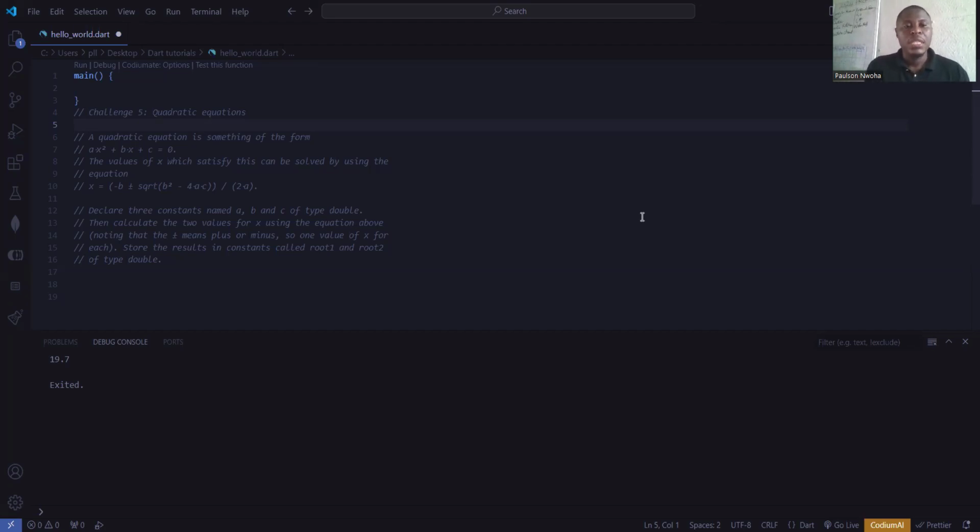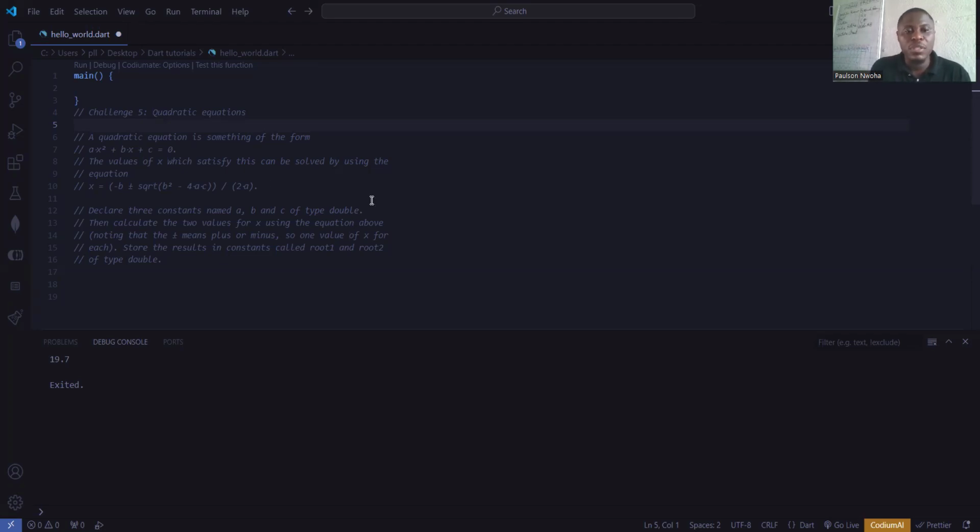So now, let's take a look at what it's saying here. This is the quadratic equation, and this is the formula: a s squared plus b s plus c equal to 0. Now, the values of s which satisfy this can be solved by using this equation, okay?